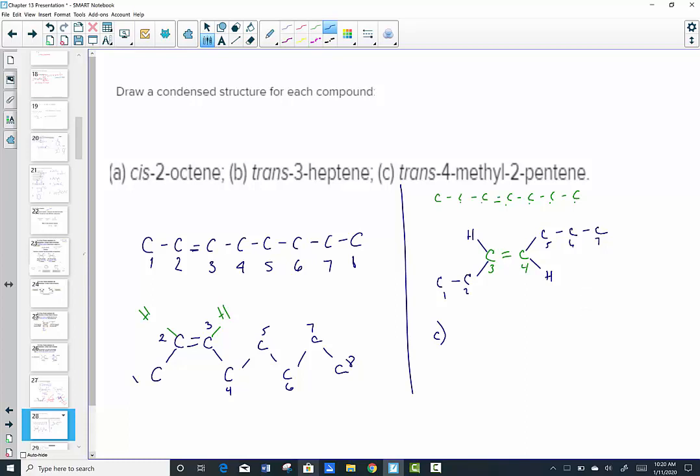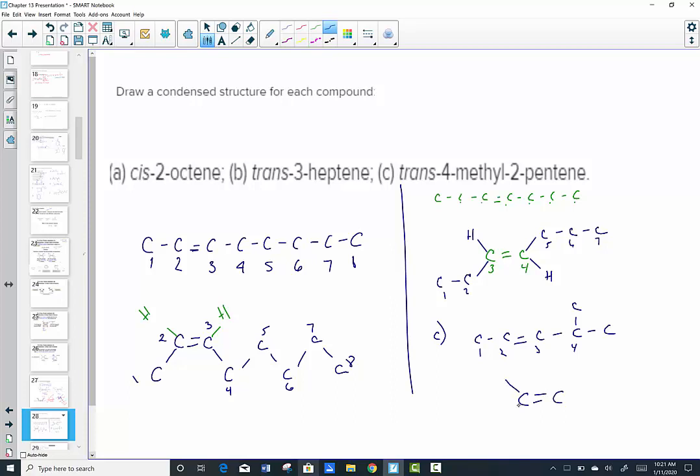Trans 4-methyl-2-pentene. Start at the backbone, and let's figure out what the connectivity is. 1, 2, 3, 4, 5. At carbon 2 is a double bond of a 5-carbon chain. And at carbon 4, there's a methyl group. All right, so that's our view so far. Start by drawing carbon 2 and 3 with their double bond. And then remember, those double bonds mean that carbon has 2 more bonds coming out at 120 degrees.